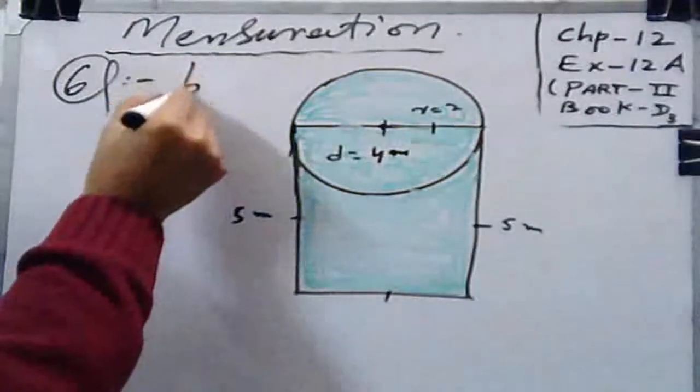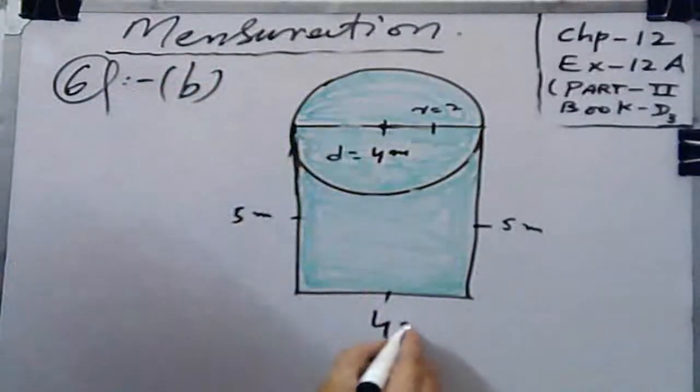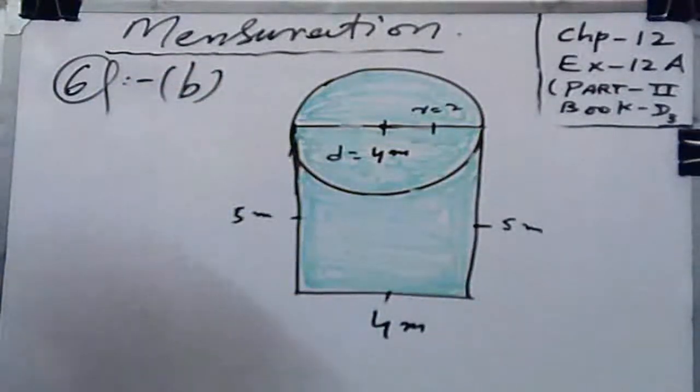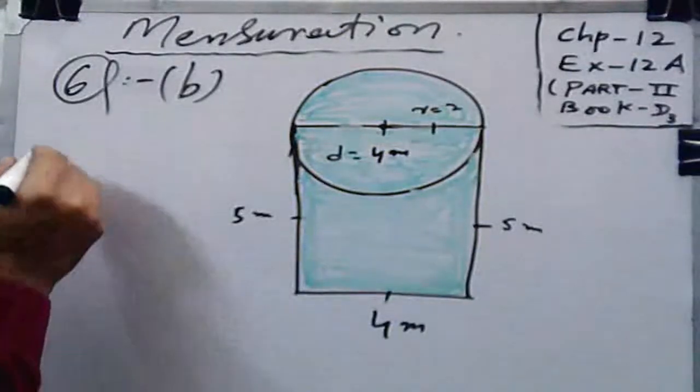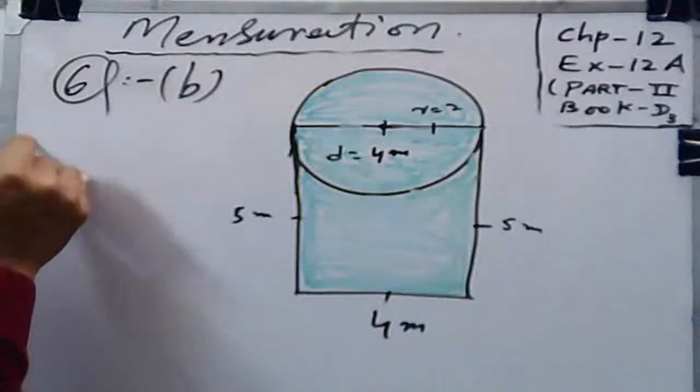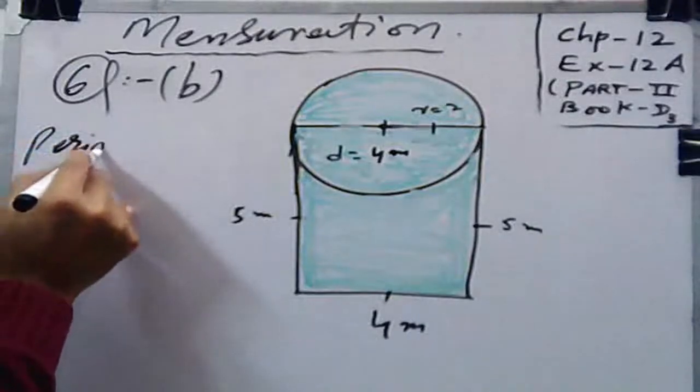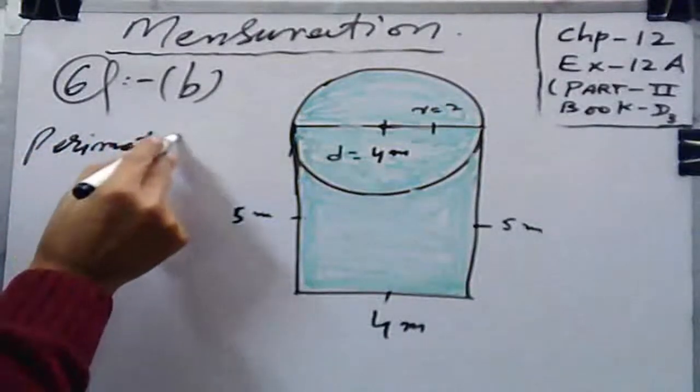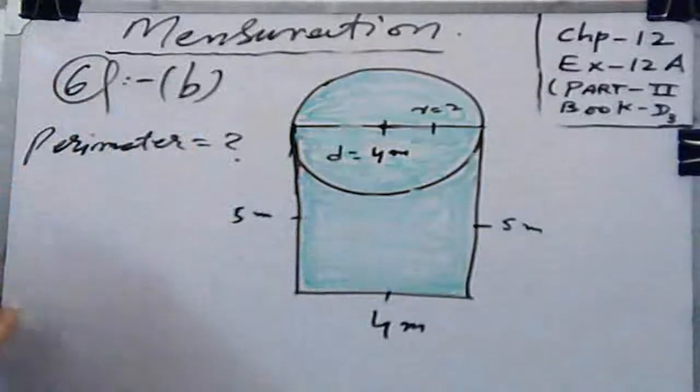That is your B part. In B part, the total length that he will paint with black paint. Total length. What does it mean, total length that he will paint? It means we have to find the perimeter. Total length means perimeter. Actually, we have to find the perimeter.